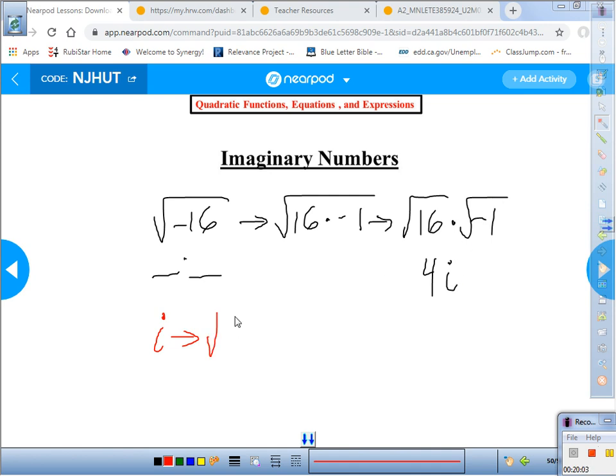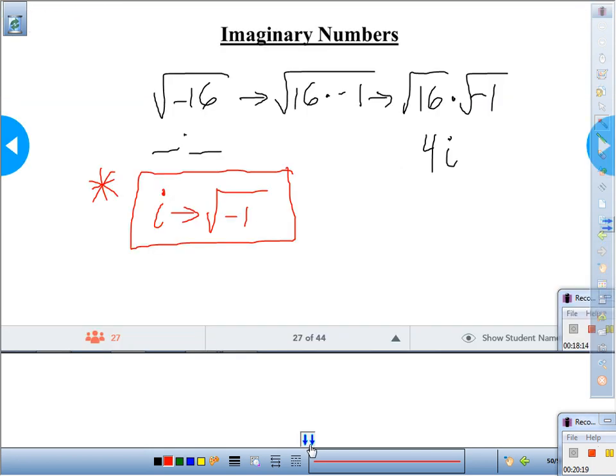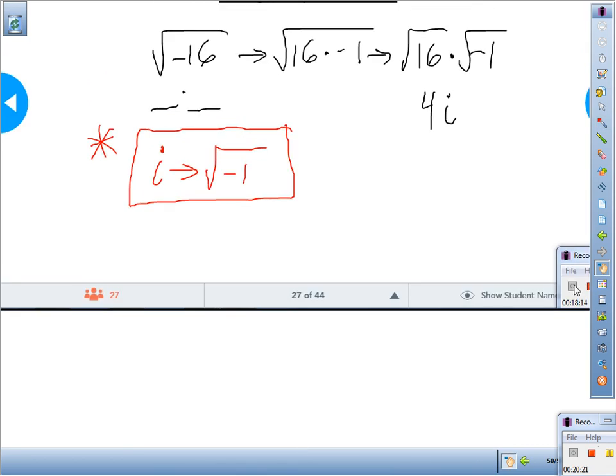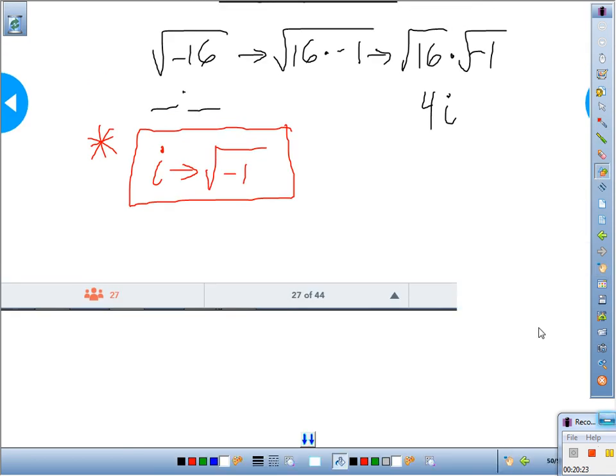But what does it represent? Square root of -1. This you need to know. What does that mean? Write it down. This is something that you need to know. You need to always have it in mind. You need to remember it. I is square root of -1. All right. Now that we got that, let's go to the next.